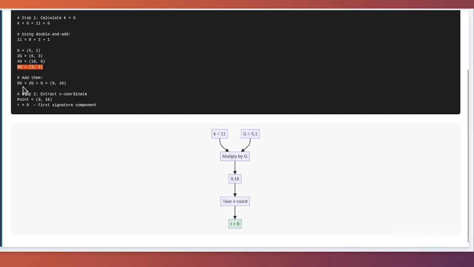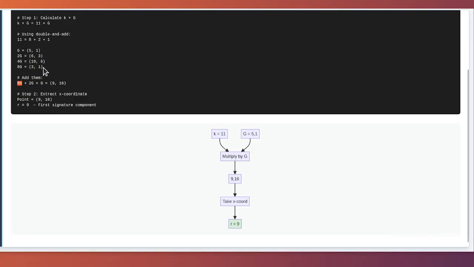Now we add these points together. First, add 8g and 2g. The point 3, 1 plus the point 6, 3, using the elliptic curve point addition formulas with modulo 17 arithmetic, equals the point 13, 8.